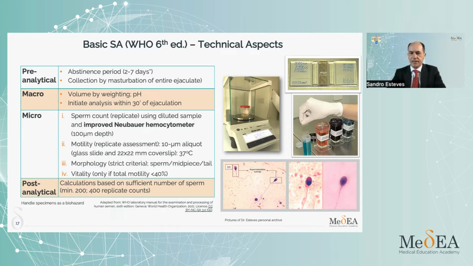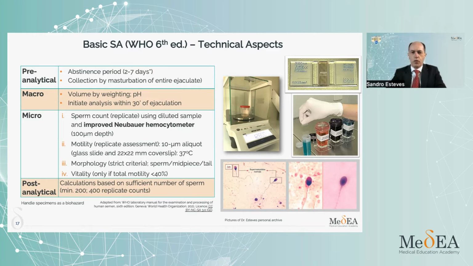For count and motility, replicate assessments are recommended. Each replicate is a separate fresh wet preparation. And as sperm motility decreases with time after ejaculation, the examination should start within 30 minutes of ejaculation when liquefaction is complete. A standard temperature of 37 degrees for sperm motility assessment is also required.